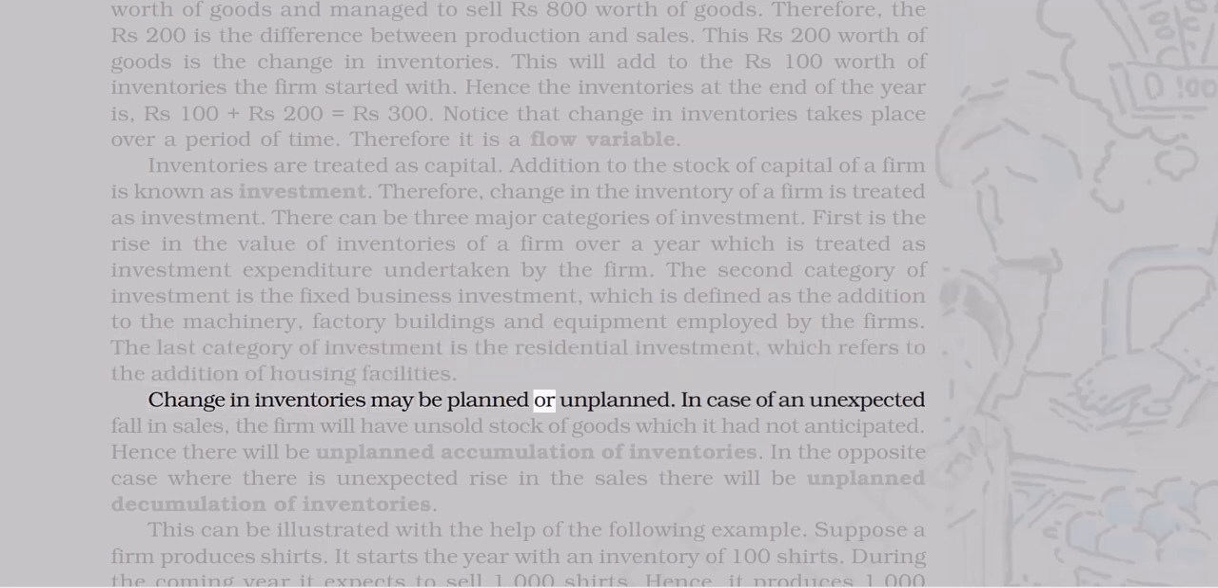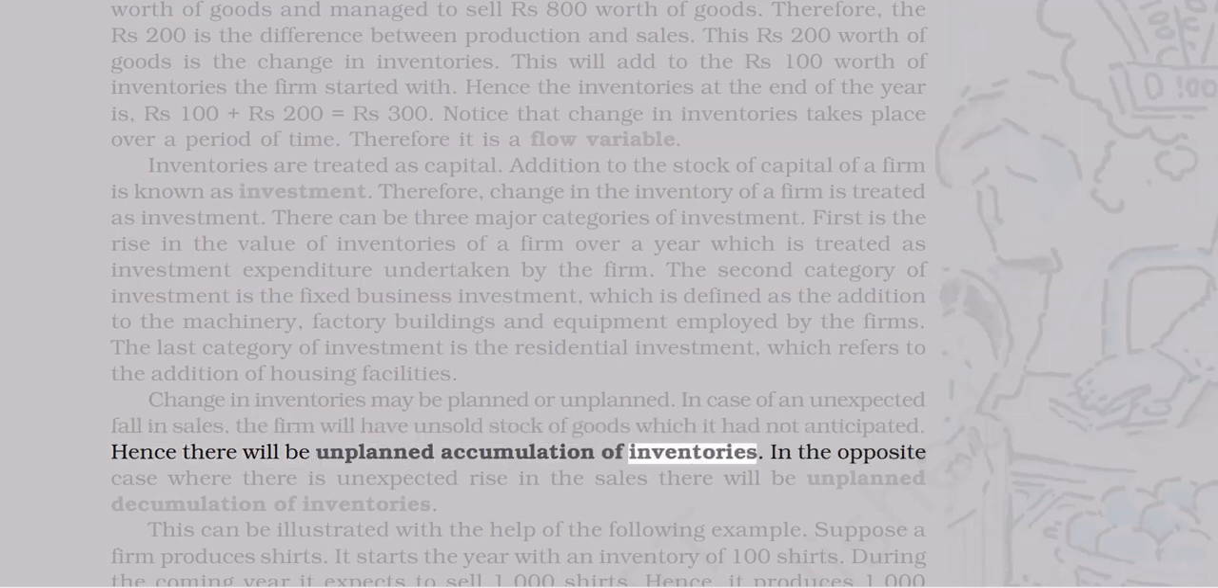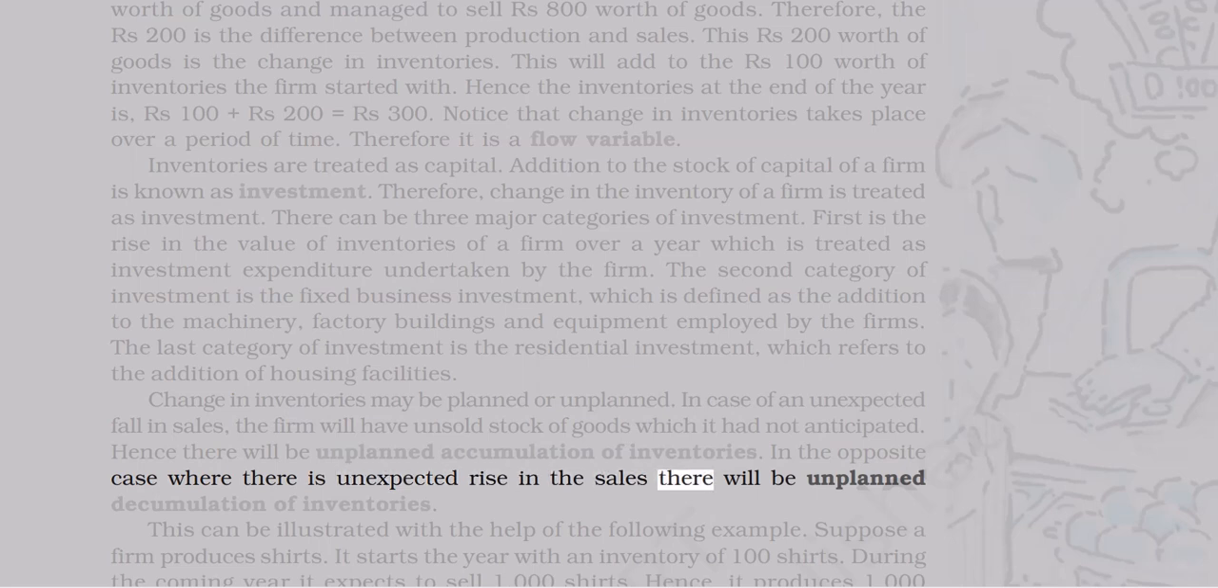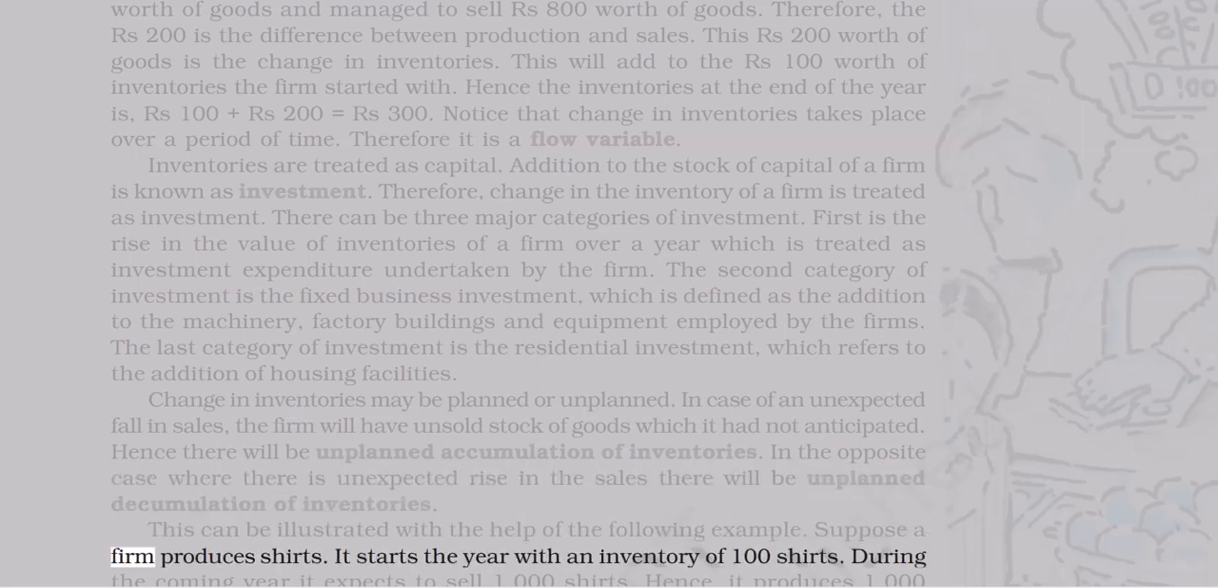Change in inventories may be planned or unplanned. In case of an unexpected fall in sales, the firm will have unsold stock of goods which it had not anticipated. Hence, there will be unplanned accumulation of inventories. In the opposite case, where there is an unexpected rise in the sales, there will be unplanned decumulation of inventories. This can be illustrated with the help of the following example. Suppose a firm produces shirts.